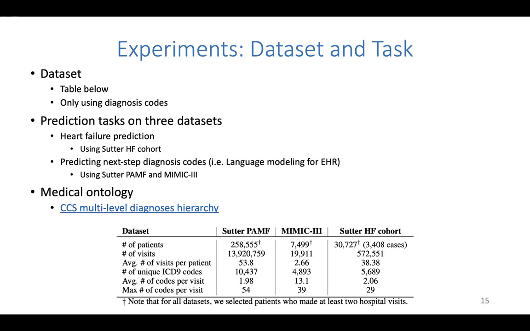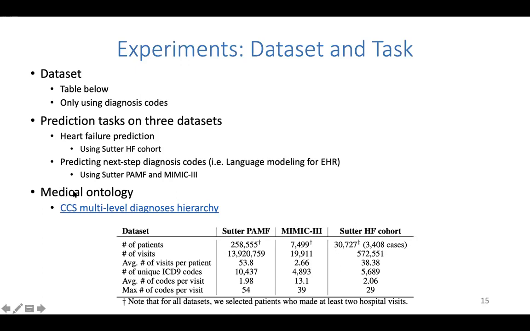But here in EHR, given all the visit sequences where each visit consists of multiple codes, you're trying to predict the codes that would happen in the next visit, the next time step. So it's a more generalized version of language modeling. And for that, we're going to use Sutter-PAMF, which is actually a larger dataset, like a mother dataset of the Sutter HF cohort. We're also going to use Mimic3, but maybe we can just look at a couple of examples.